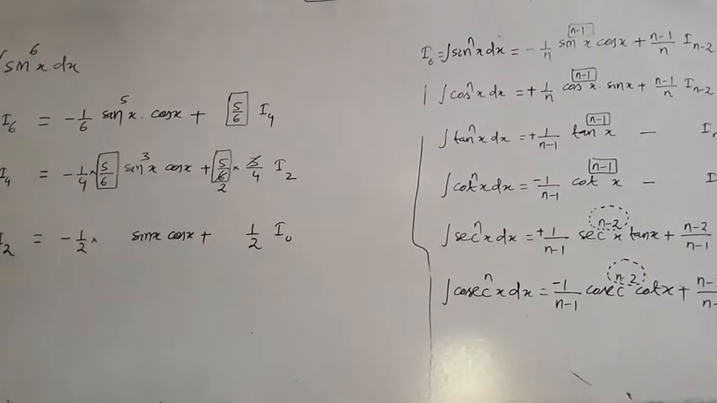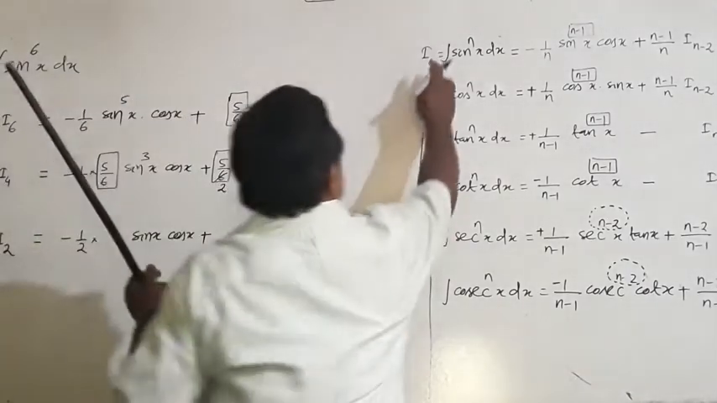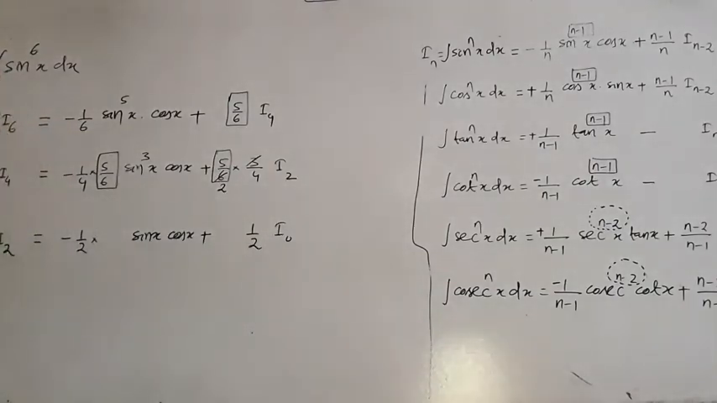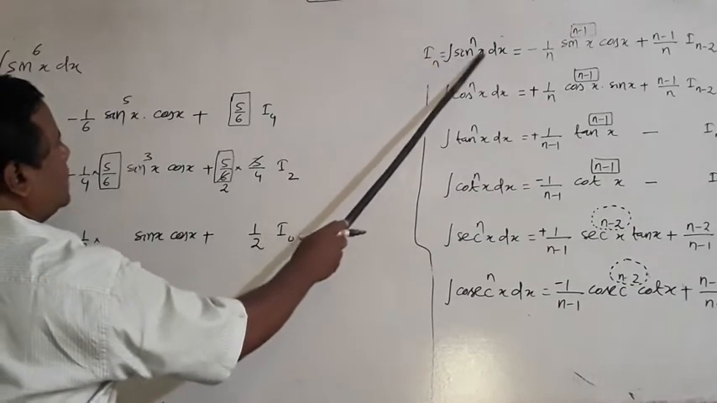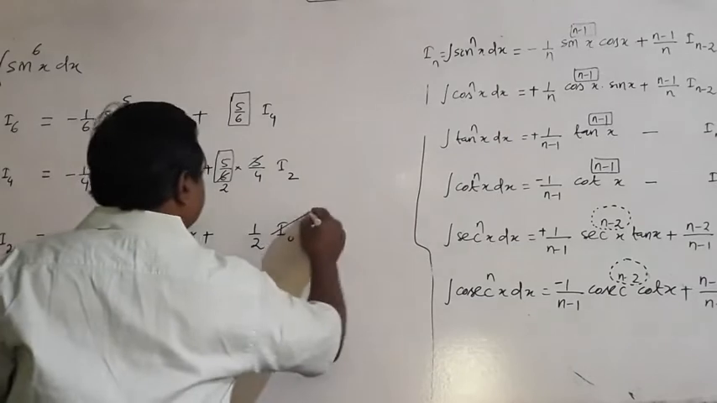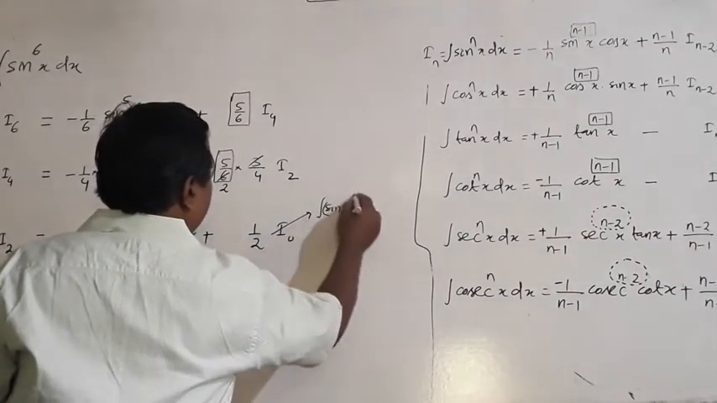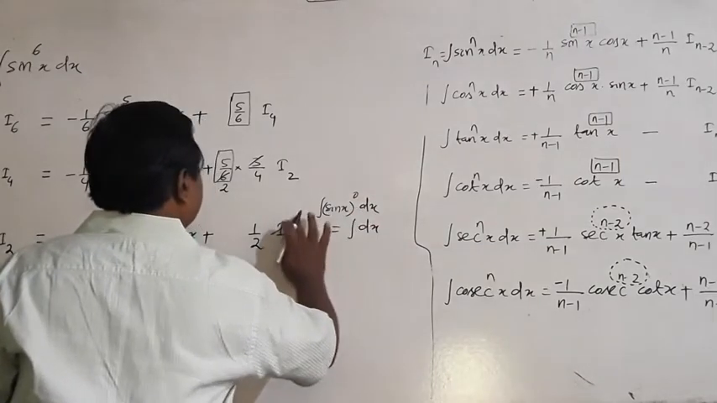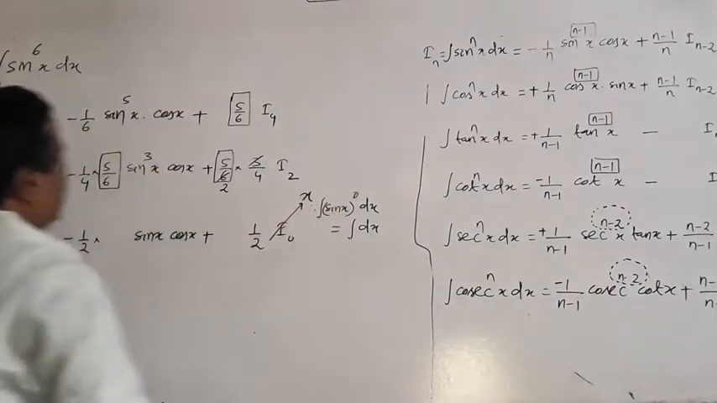I0. What is I0? If I n is sin power n, what is I0? Tell me. It is sin power 0 dx. Anything to the power 0 is 1. So only the integration of dx, that is sin x to the power 0 dx, it becomes x.